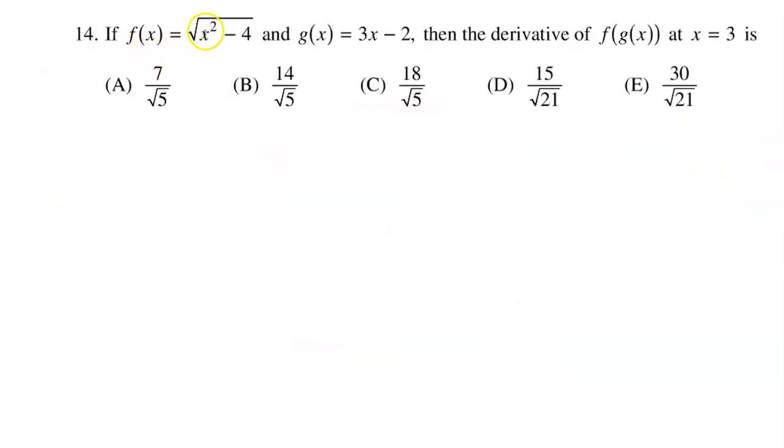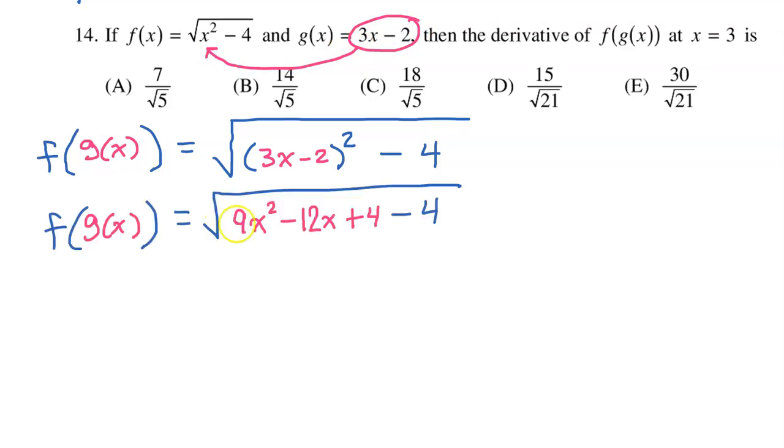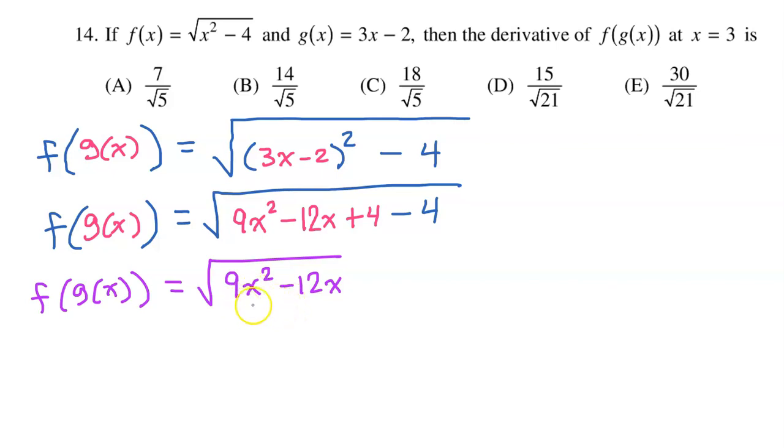If f of x equals the square root of x squared minus 4, and g of x equals 3x minus 2, then the derivative of f at g of x at x equals 3 is which of these? Here is an expression for the composite function f at g of x. I just took the expression for g of x and I plugged it in for x right here. If you expand the binomial squared by multiplying 3x minus 2 times 3x minus 2, you get this trinomial. Of course, the positive 4 and the negative 4 cancel each other out. So this is our expression for the composite function f at g of x.